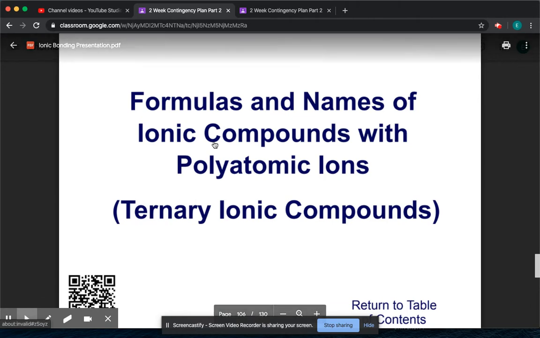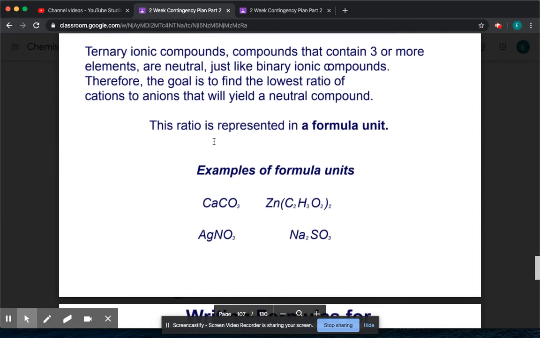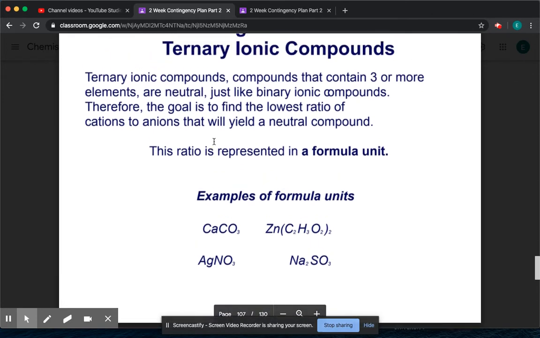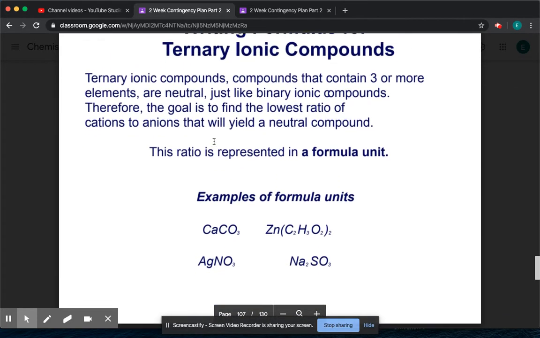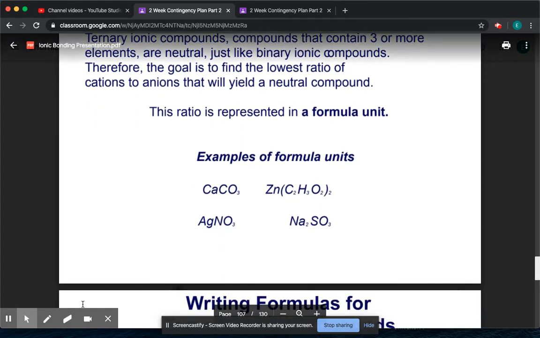So now we'll get into the actual namings. It is not different from what you remember from the other sections. So it is always going to be the metal first, okay, like always. So here's the metal in this one. Here's the metal in this one. It's always going to be the metal first, okay?